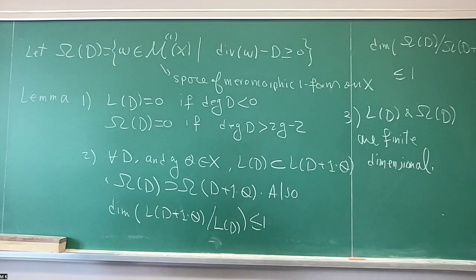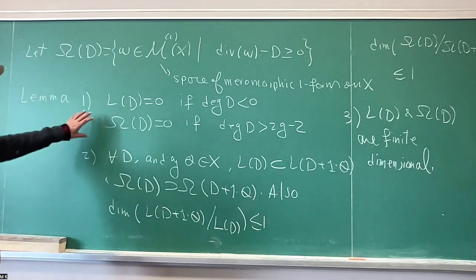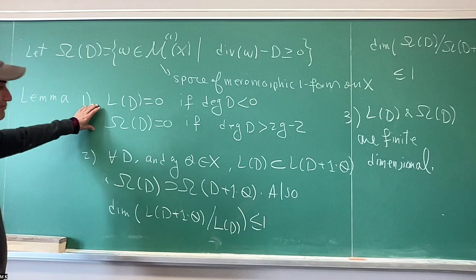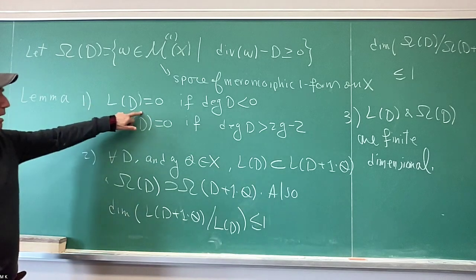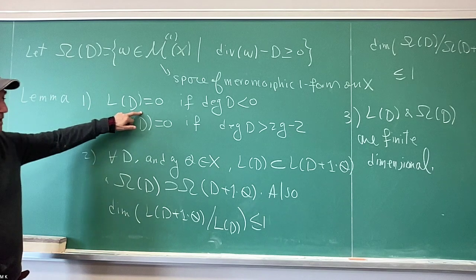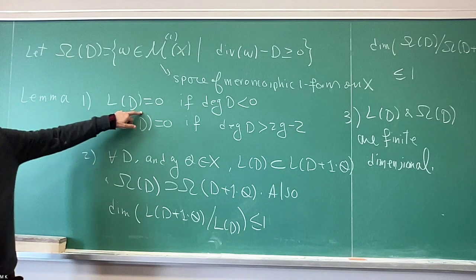So let's go one by one to the proof. So this one, I already proved that if the degree of D is negative, then L of D is 0. This we already proved using that the degree of the divisor of a meromorphic function is equal to 0.